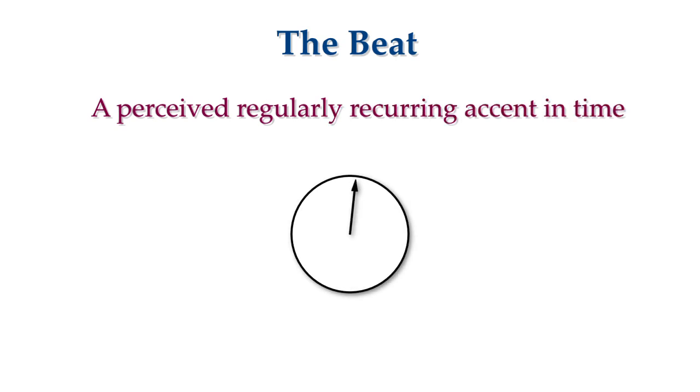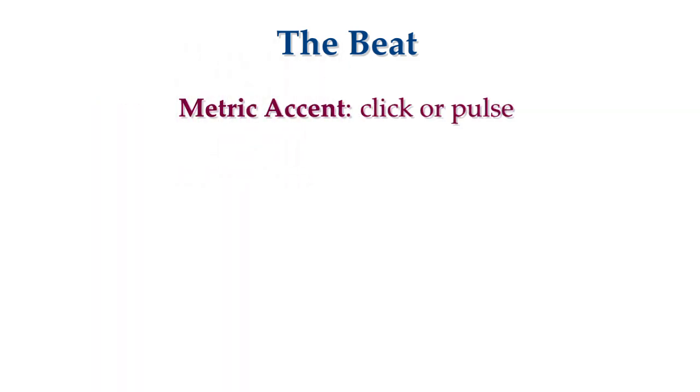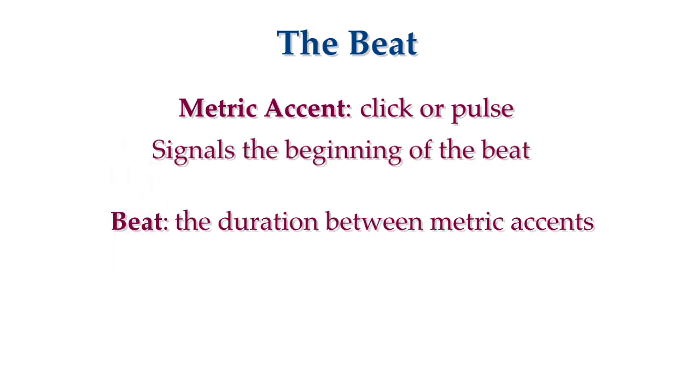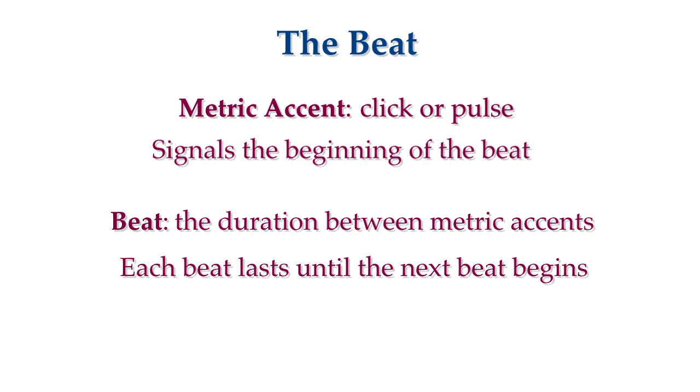What we normally refer to as the beat is some perceived, regularly repeating accented moment of time, like the ticking of a clock. Upon closer examination, this click, this accent, this pulse really only indicates where the beat begins. Each beat is actually a duration of time. Each beat lasts until the next beat begins. The beats are actually in between the clicks.